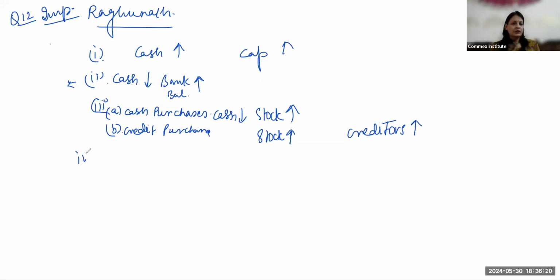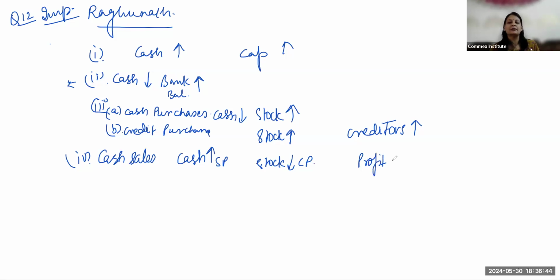Fourth transaction, rent paid. No, fourth transaction is sold goods for cash. So it is cash sales. What happened? Your cash will increase with the selling price. Your stock will decrease with the cost price. And the profit will be added to the capital.